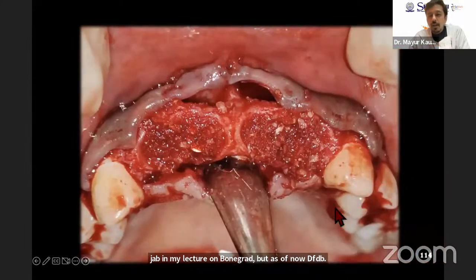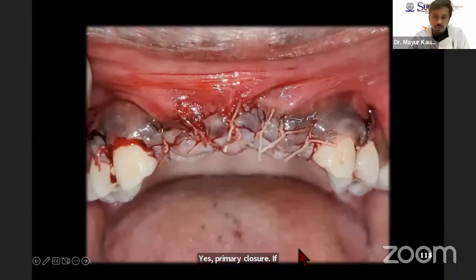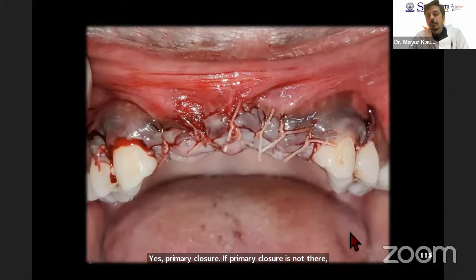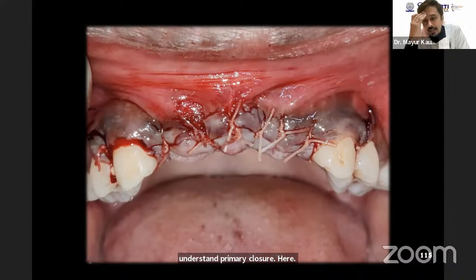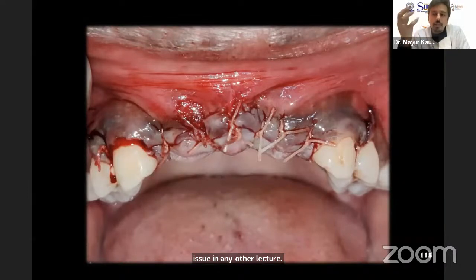But then again, after you have put it properly, the most important thing is primary closure. If primary closure is not there, that is when everything is a waste. So please understand, primary closure. Here I have used PGA PLA sutures. So just as the time was getting extended, I have just removed a full mouth case of mine. Not an issue. In any other lecture, I'll demonstrate that also. In that also, I have emphasized why GBR is part and parcel of immediate extraction, especially in the maxilla.